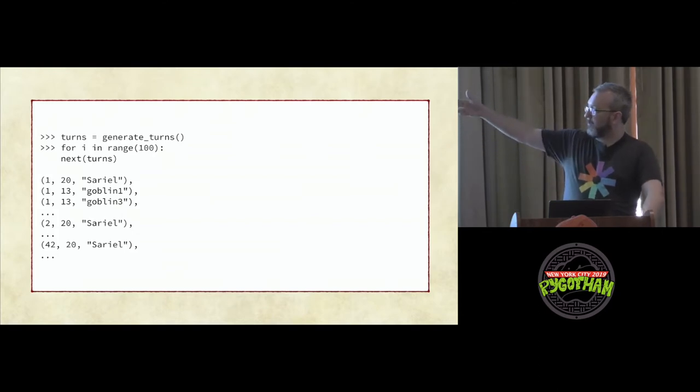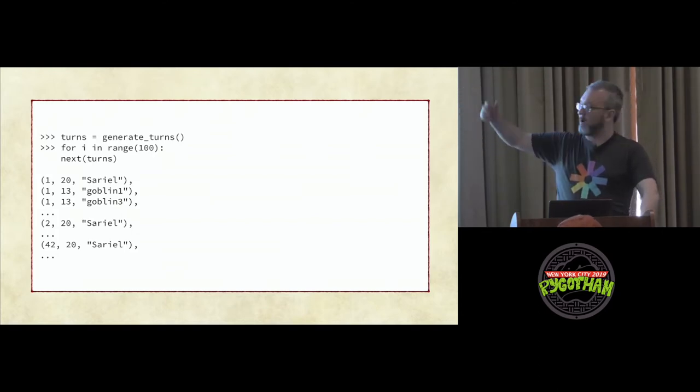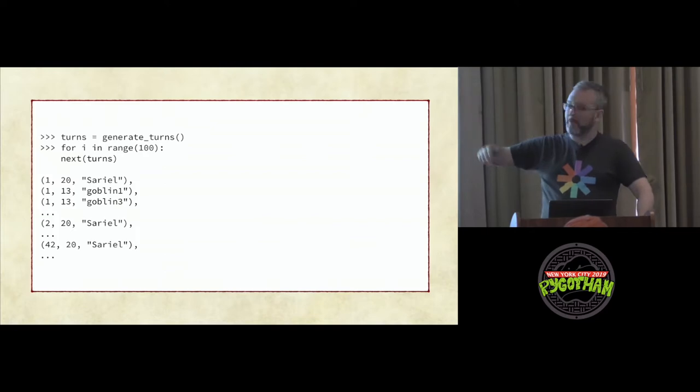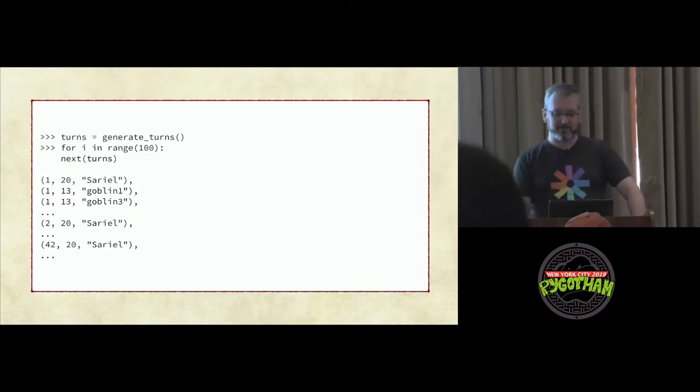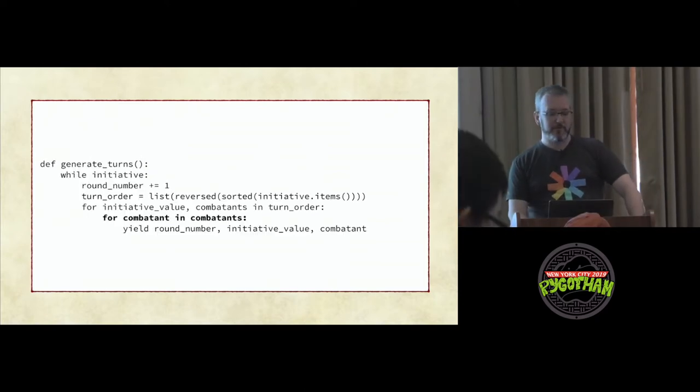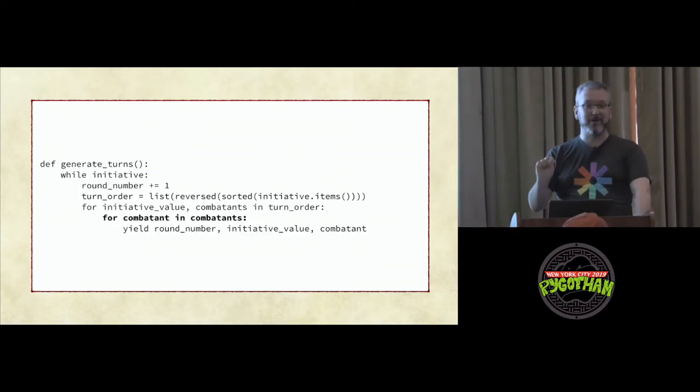We emit round 1, initiative 20, Serial. Round 1, initiative 13, Goblin 1. Round 1, initiative 13, Goblin 3, and so forth. And then it becomes the second round or the 42nd round as time passes. So this is pretty great, but there is an embarrassing bug here.